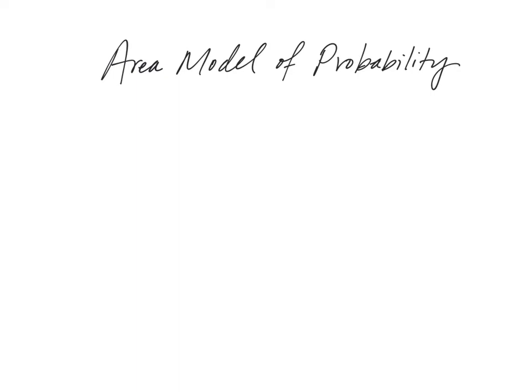In this example, we're going to look at how you can utilize the area model to calculate probability. So let's say you're going to try out for the basketball team. And there's a drill where you have to first shoot a free throw, and then you have to shoot a three-pointer.